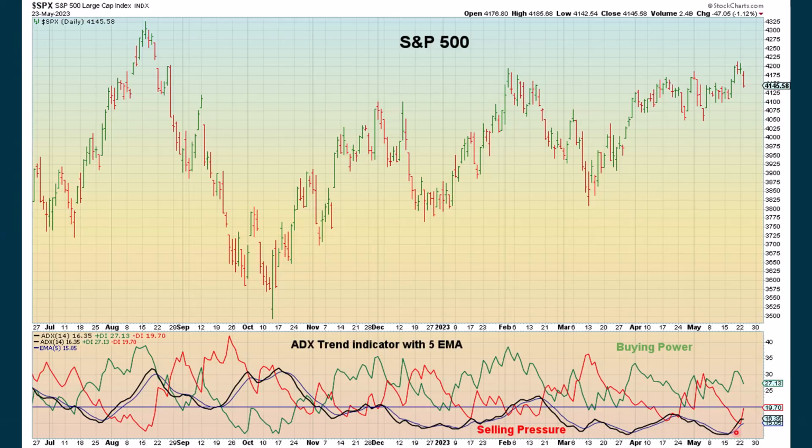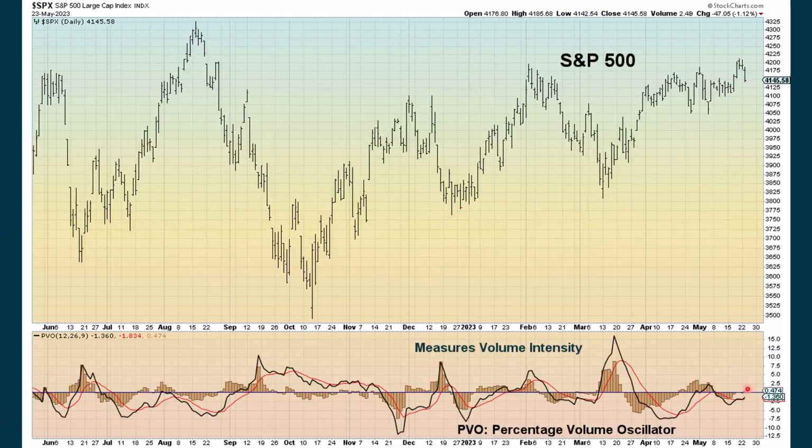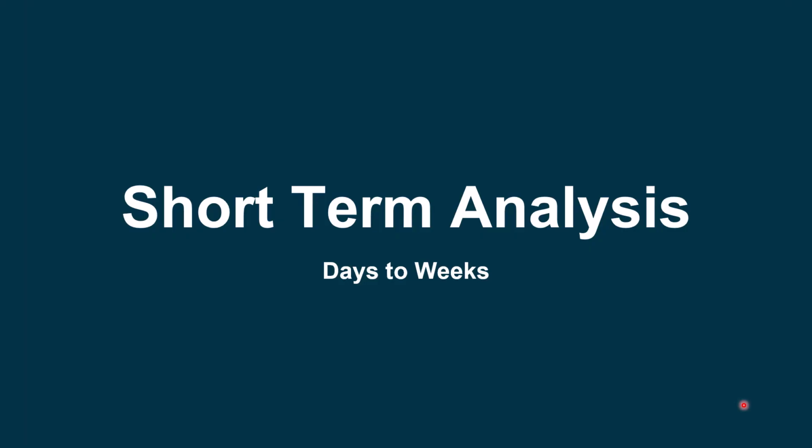Looking at our trend, this is the ADX. It's rolling over a bit, but it's still above the moving average. The green line is on top, but it is also declining. Volume is picking up just a little bit because we had an increase in Tuesday's session.